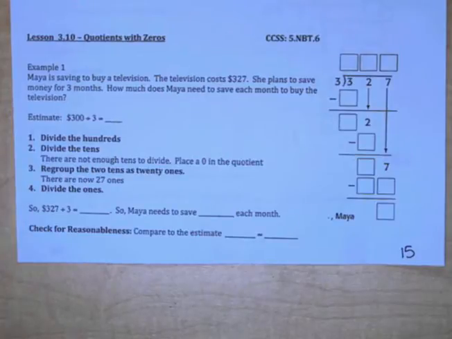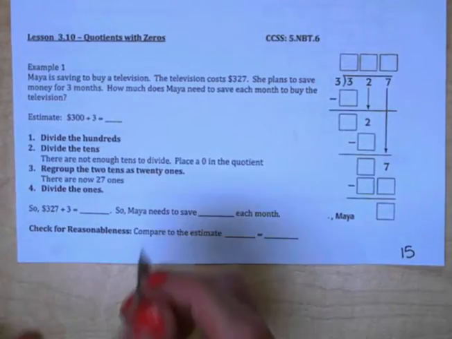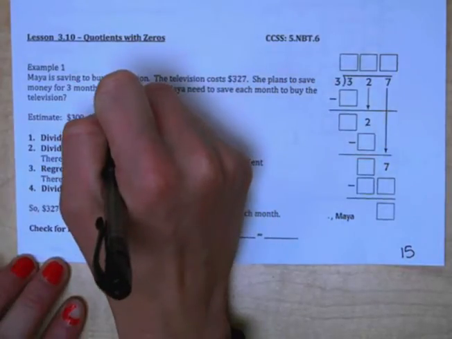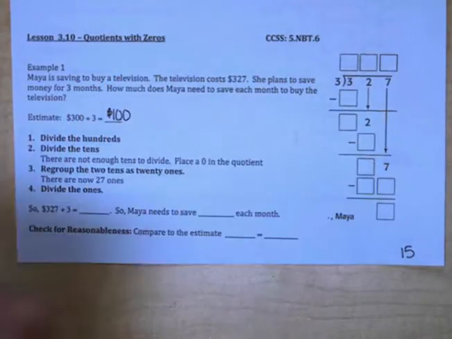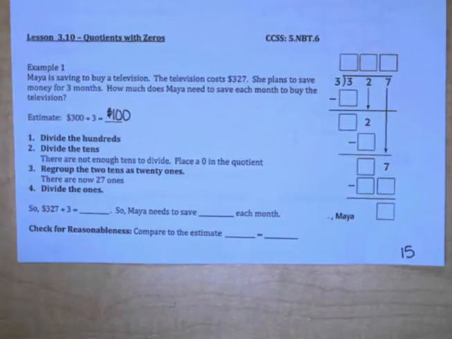So in this example, we're going to start off by estimating. If we do $300 divided by 3, that equals 100. So our estimate is that she needs to save about $100 a month. Let's go ahead and see if our estimate's correct.